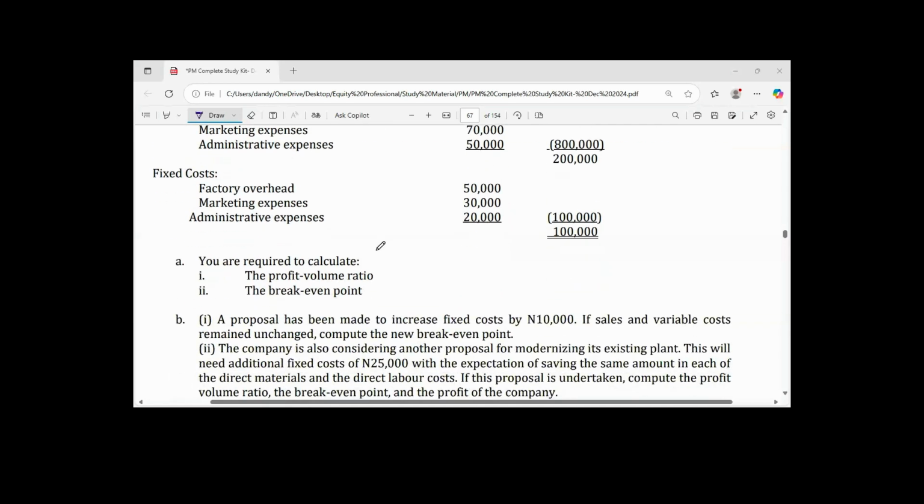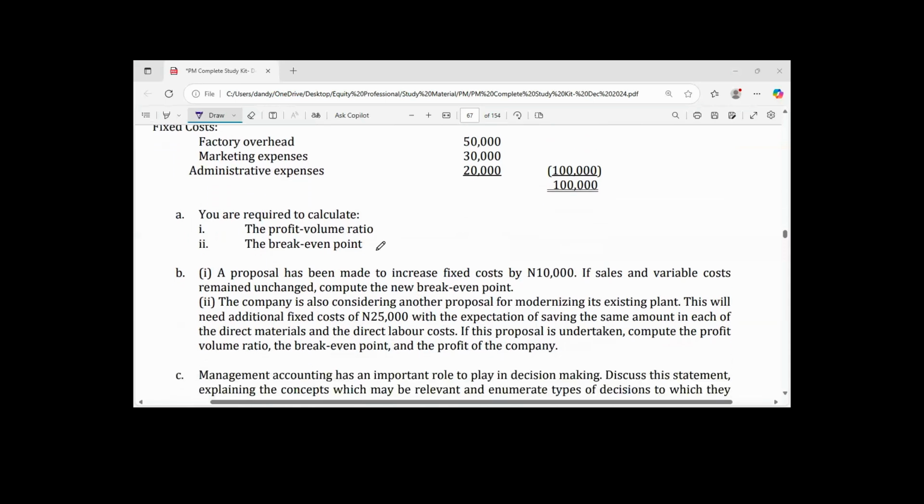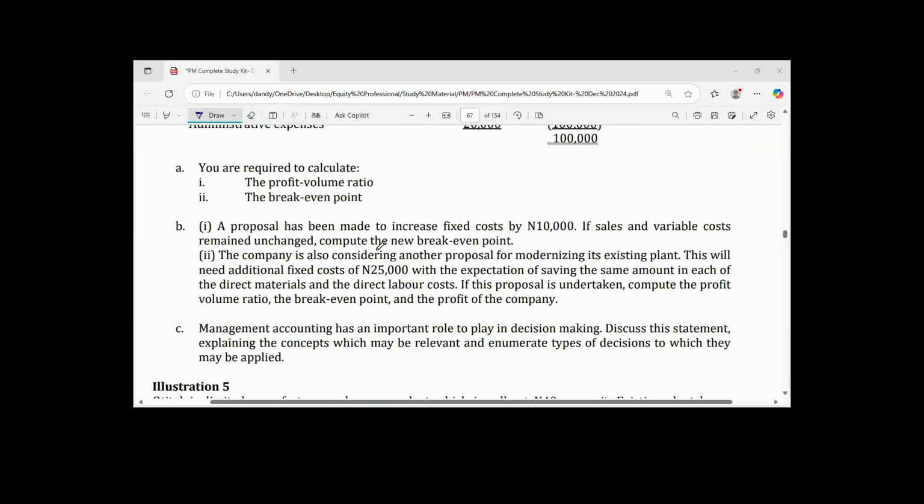You are required to calculate: 1, the profit volume ratio; 2, the break-even point. B1, a proposal has been made to increase fixed cost by 10,000. If sales and variable costs remain unchanged, compute the new break-even point. B2, the company is also considering another proposal for modernizing its existing plant. This will need additional fixed cost of 25,000 naira, with the expectation of saving the same amount in each of the direct materials and direct labor costs. If this proposal is undertaken, compute the profit volume ratio, the break-even point, and the profit of the company.